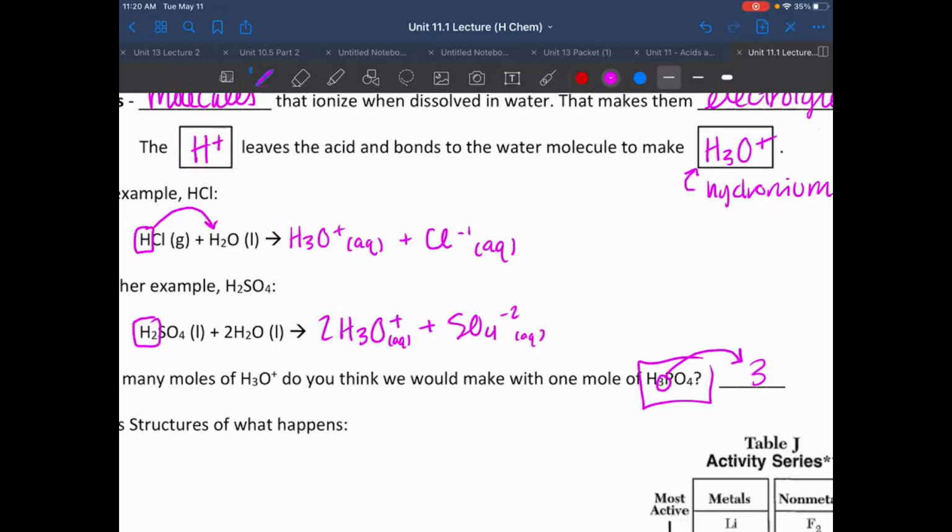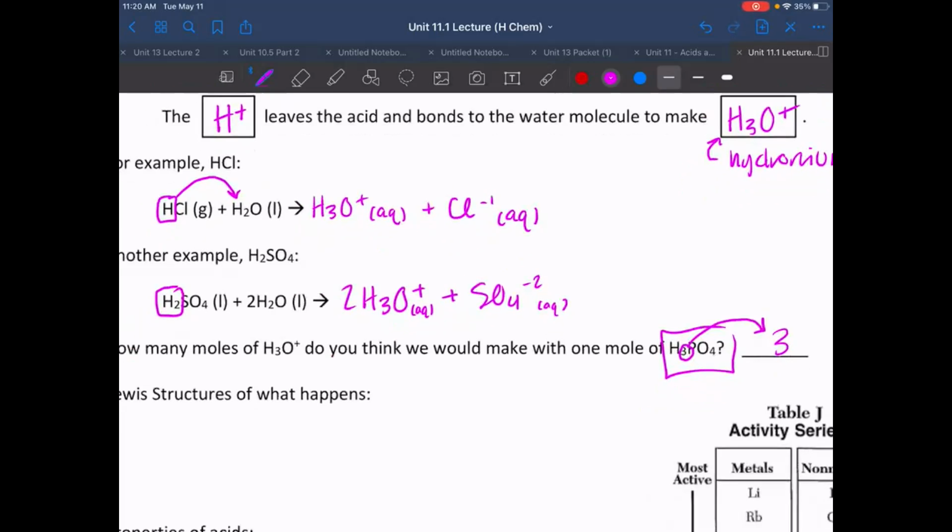Any questions about this? Pretty much the biggest thing to know is that an acid is an acid if it donates an H plus and makes the H3O plus ion. Any questions about that? Cool.